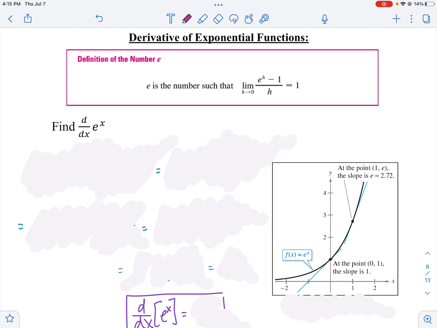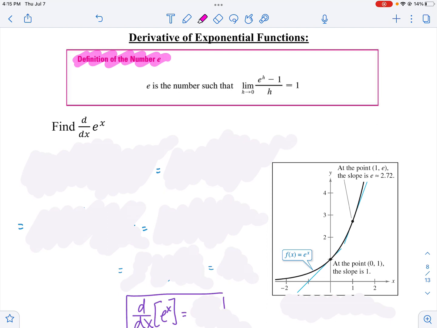Now, unfortunately, if we knew more of our derivative rules, like the derivative for our natural log, ln of x, or even implicit differentiation, which we will learn in our next unit, this proof might be a little bit easier. But for now, with the limited information that we have, rely on this definition of the number e with me, and that'll help us prove our new derivative for e to the x.